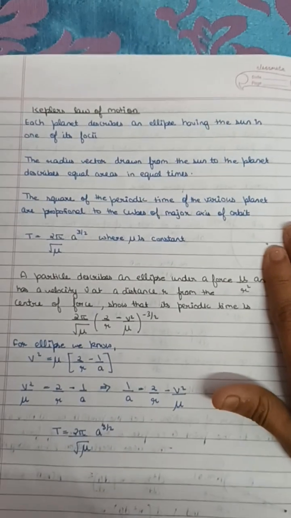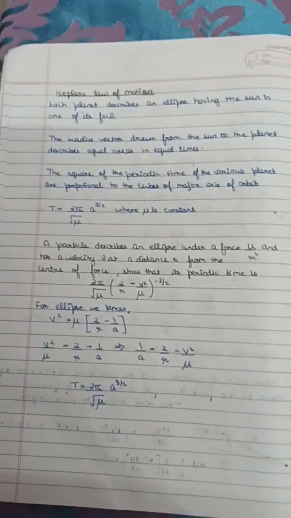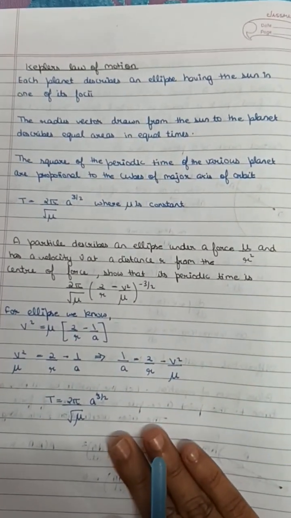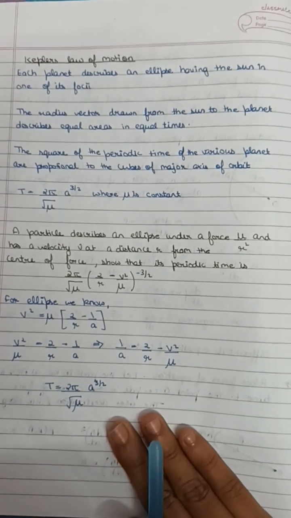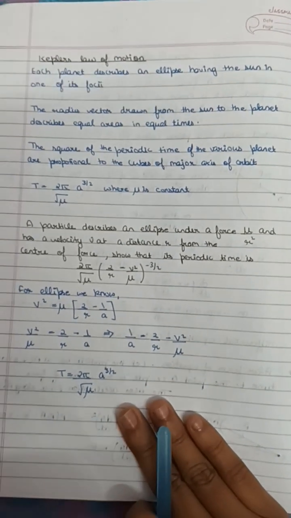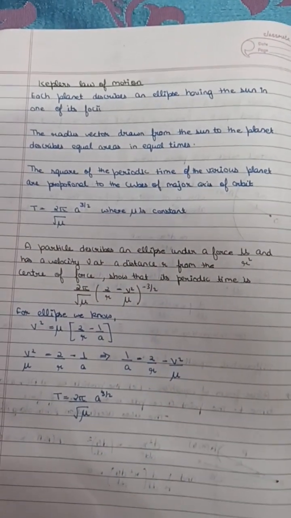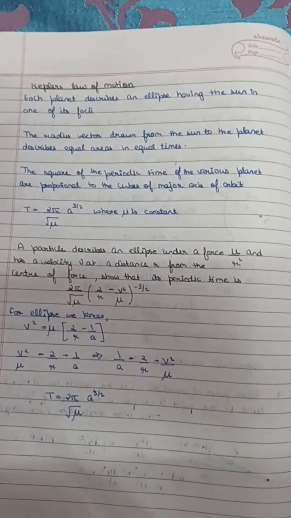The next topic is Kepler's laws of motion. Kepler gives three laws of motion. First is each planet describes an ellipse having the sun in one of its foci, which means every planet rotates in an elliptical orbit, of which the sun is one focus.